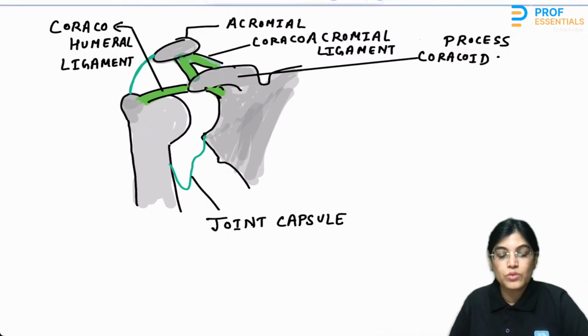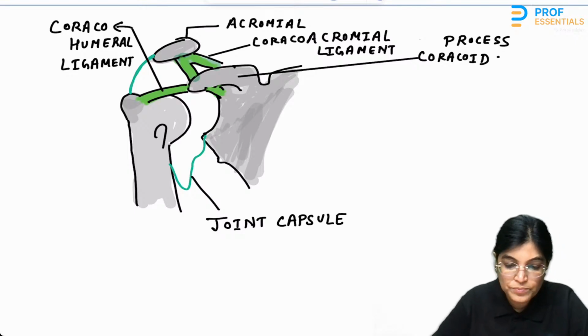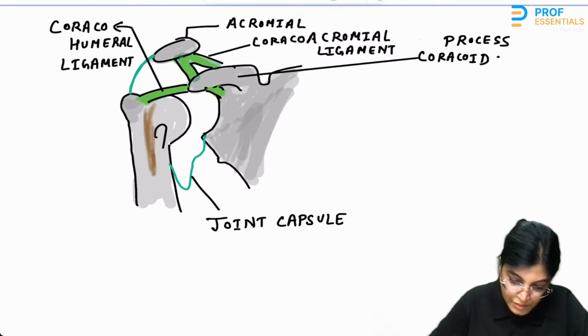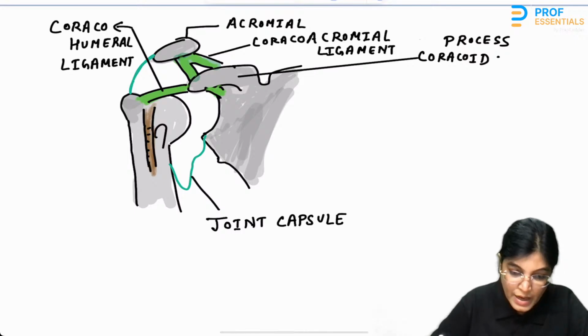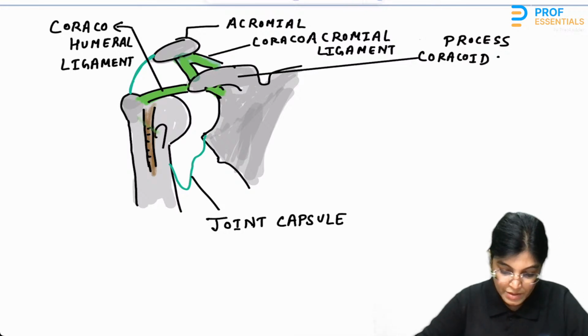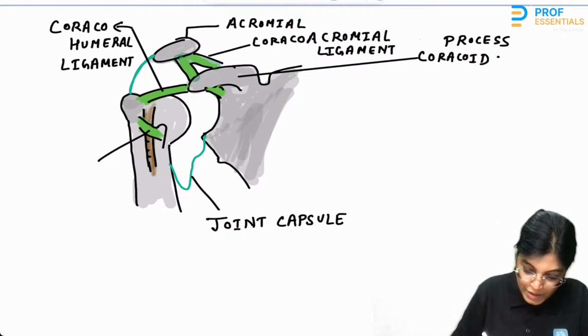I would also like to draw. So we will have the lesser tubercle here. This is the greater and this is the lesser tubercle. And here one tendon passes, that is the tendon of biceps brachii muscle. So here we can draw just an outline of the tendon passing. And this is covered by another ligament which is called transverse humeral ligament. So this ligament is transverse humeral ligament.